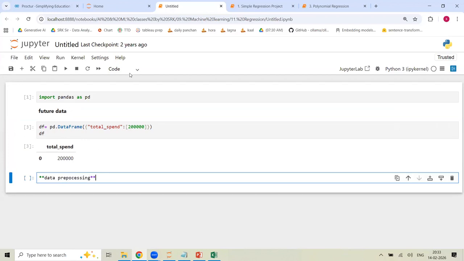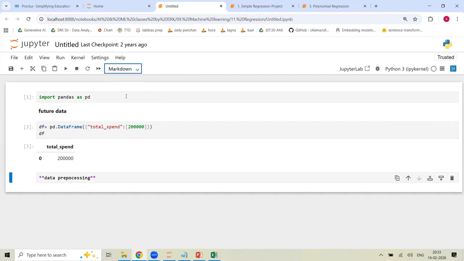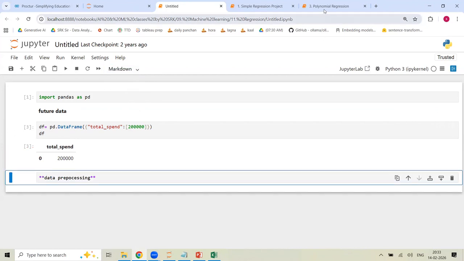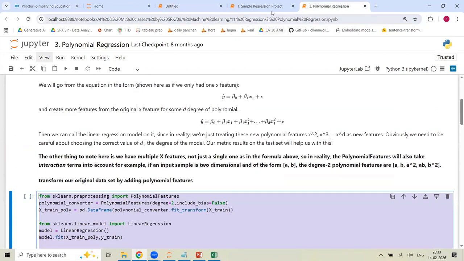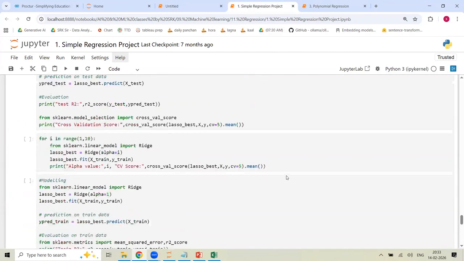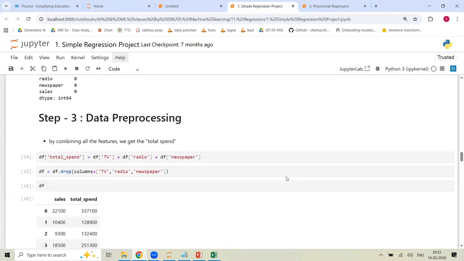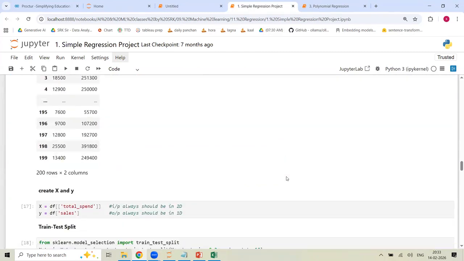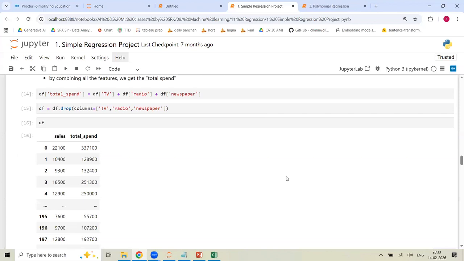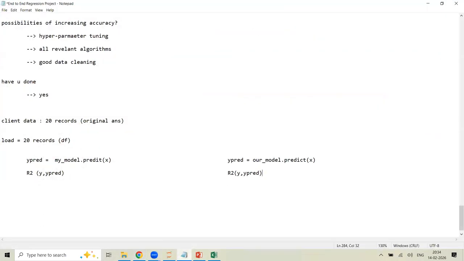Now tell me guys, for this particular model, what data pre-processing have you done? For your final model, what type of data pre-processing have you done? So you combined the three columns. Basically, they have given TV, radio, newspaper, but you have combined. Here, in the future data, I directly got the combined value only.